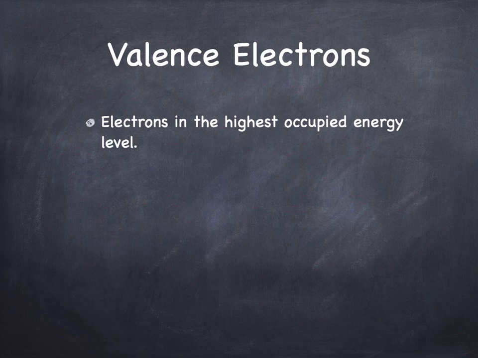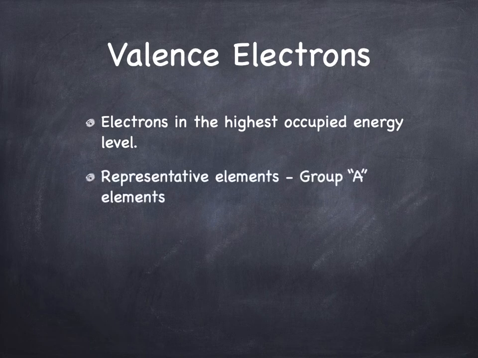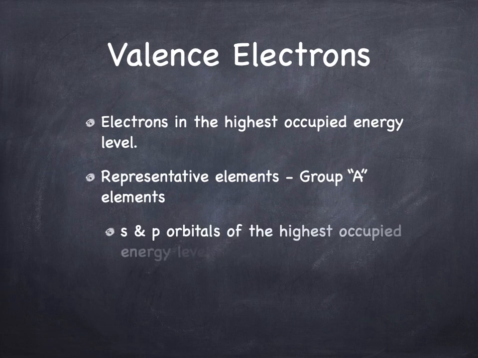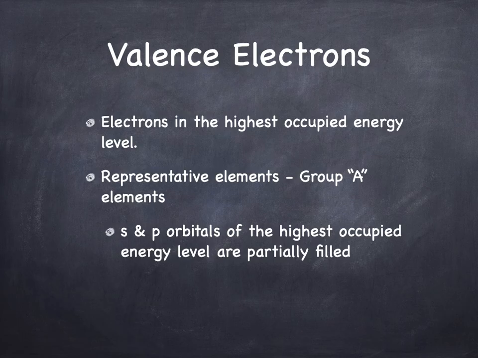Be aware that this is energy level and not sublevel, so we're looking at numbers, not s's and p's. The second energy level is both the 2s and the 2p. And in particular, we're going to look at representative elements, or the group A elements, which we labeled on our periodic tables. Representative elements are filling s and p orbitals in their highest occupied energy levels.